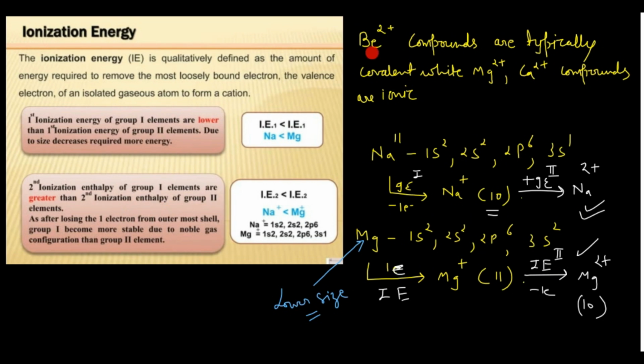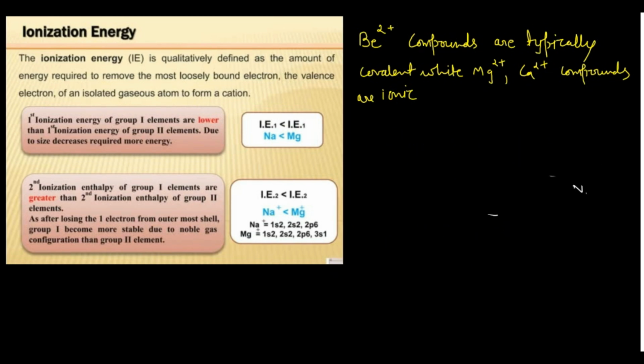Now next: beryllium compounds are typically covalent, while magnesium and calcium compounds are ionic. Again, guys, this is something very, very important. Why does this actually happen? I already told you that beryllium, Be2 positive, is very, very small, so its polarizing power is very, very high.